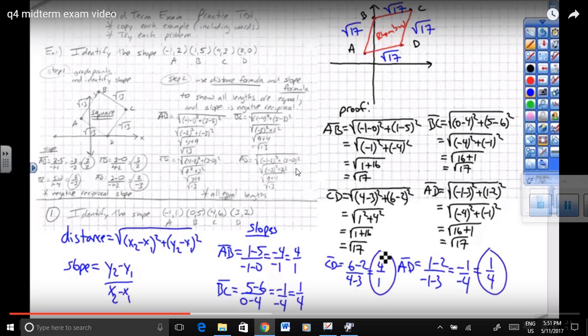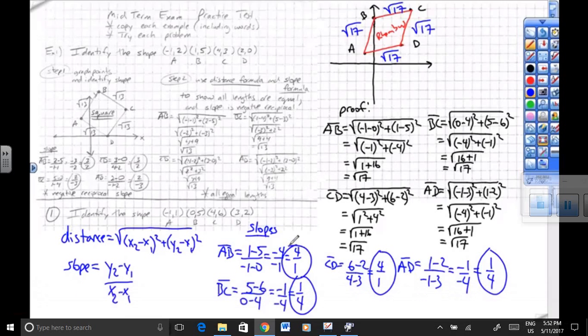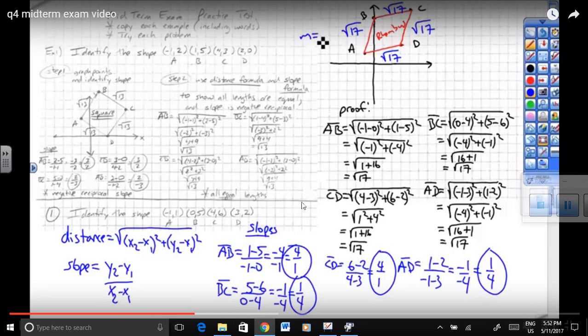So my proof shows this. All my lengths are equal, just like a square. But for a square, doing those slopes correctly, I have 3 over 2, and the other slope is 2 over negative 3. That is a negative reciprocal. One is positive, one is negative, and they're flip-flopping. For this rhombus, my slopes are not opposite. They're both positive, but they are reciprocal. That's what happens with a rhombus.